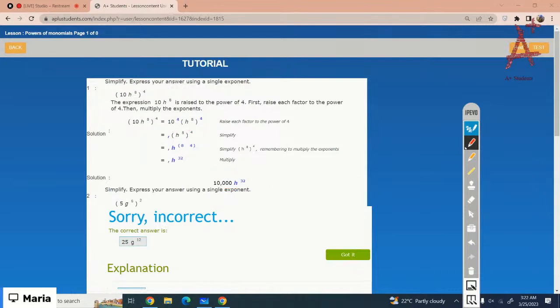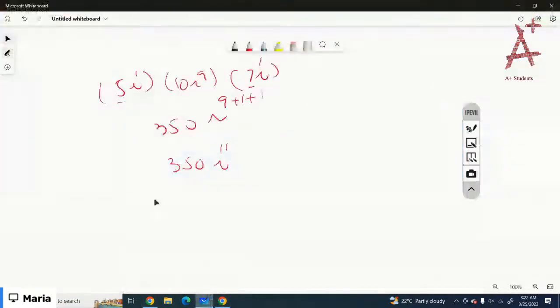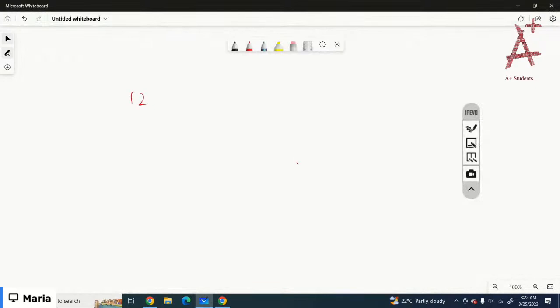Let's just start with the practice questions so that we can do more and more practice questions. Okay, the first one is 12 n to the 7, whole squared. Basically, the 2 is the exponent of both 12 and n to the 7. Got it? It would be like this: 12 exponent 2 and n to the 7 exponent 2.